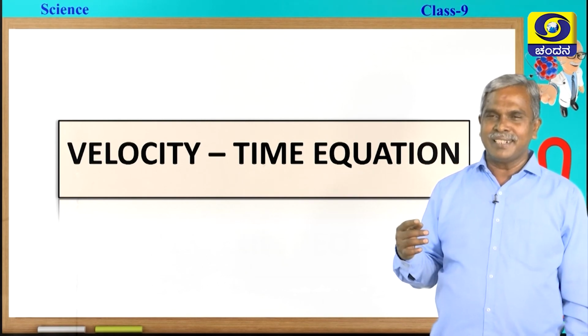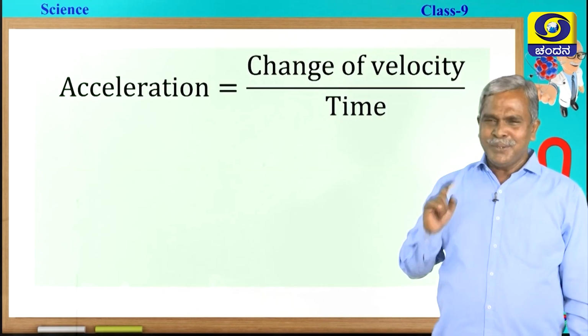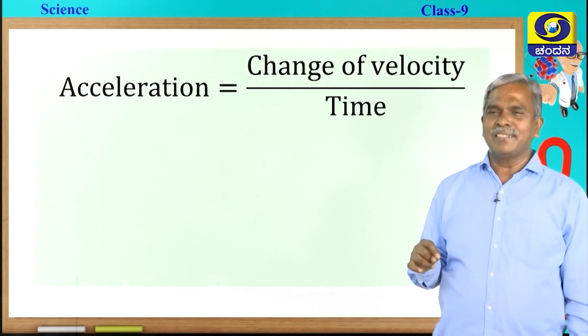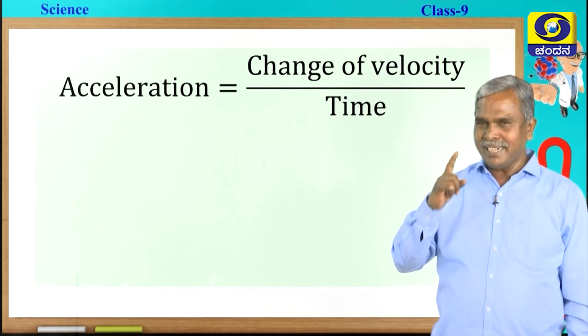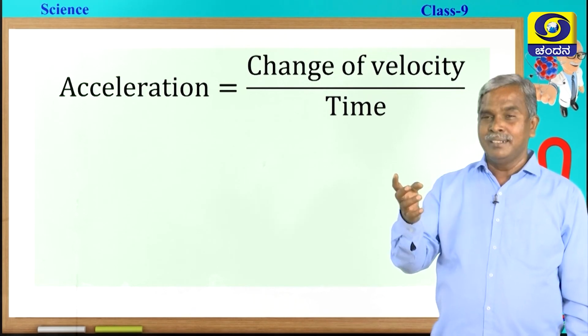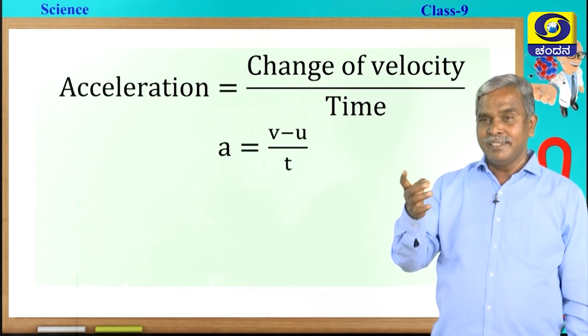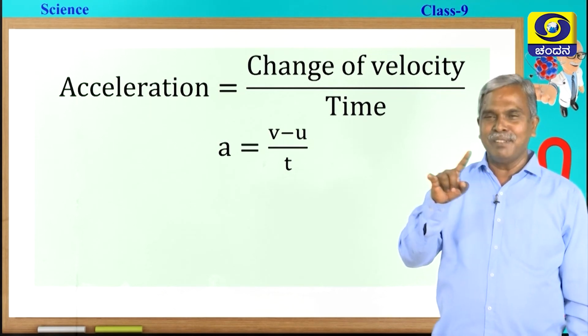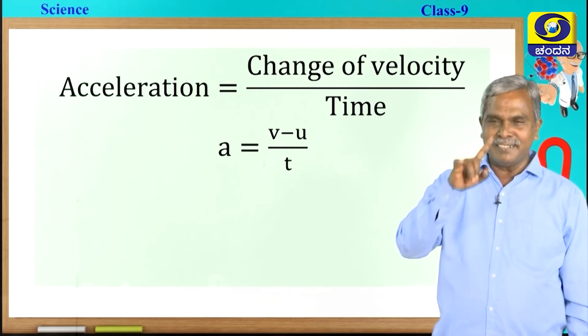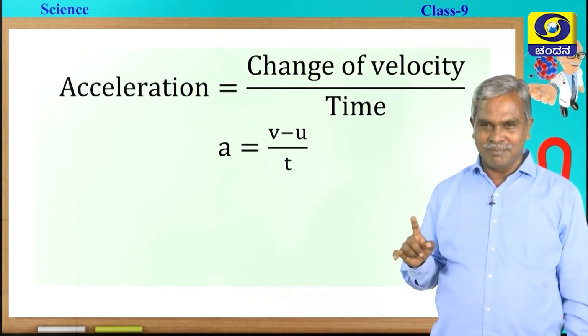First is the velocity time equation. You know the definition of acceleration. Acceleration is equal to change of velocity by time taken. Acceleration, small a, is equal to change of velocity, meaning final velocity minus initial velocity, by time taken, that is v minus u by t.